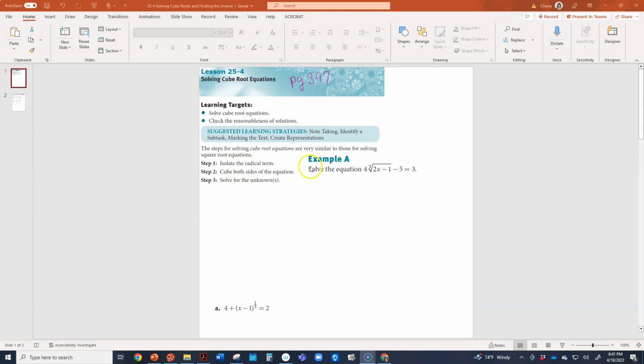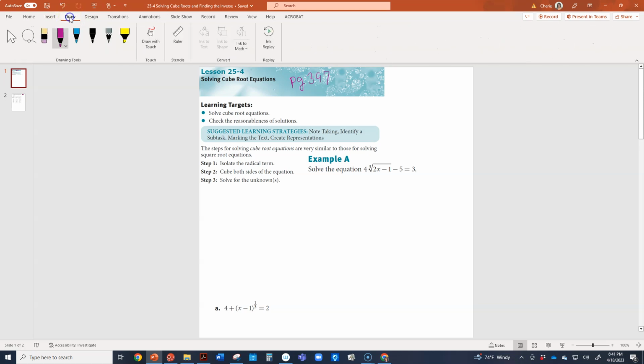So isolate the radical. So the radical and anything under it needs to be by itself. So what do I need to get rid of? I need to get rid of the 4, and I need to get rid of the -5, and I have to do it in the correct order.